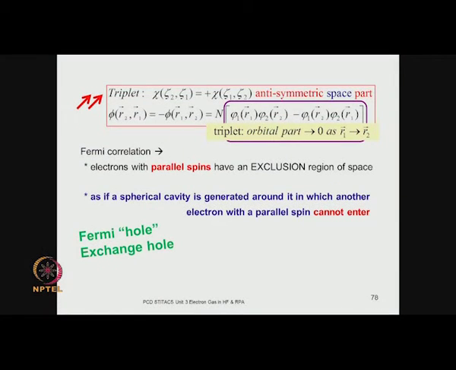So it is as if there is a cavity around each electron which prevents any other electron with the same spin from entering that space. Okay, so that cavity is called a Fermi hole. So as opposed to a Fermi heap of the previous case, you now have a Fermi hole. These terms are sometimes used. It is also called an exchange hole, and what it does is it reduces the repulsion and it stabilizes the state.